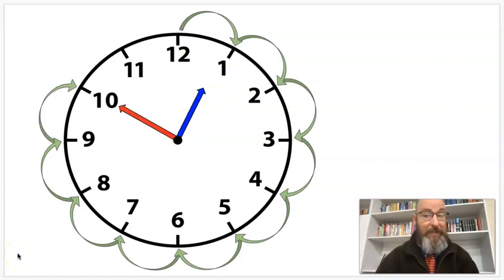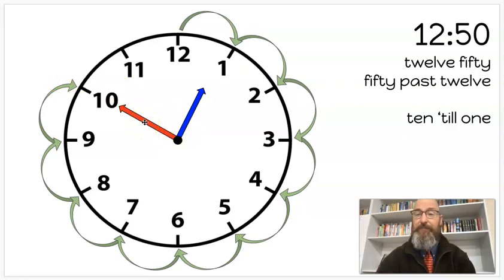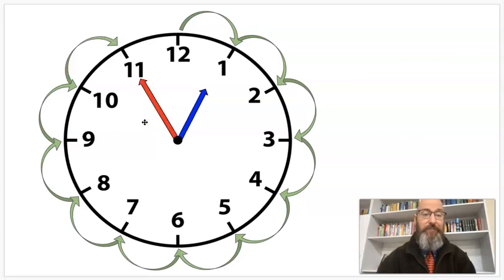Next, what is it again? Let's count again. Again, it's getting close to the 1, but it still hadn't gotten there, so it's still 12. And let's see what the minutes are. Count with me again. 5, 10, 15, 20, 25, 30, 35, 40, 45, 50. So it is 12:50. 10 till 1. Almost all the way around.